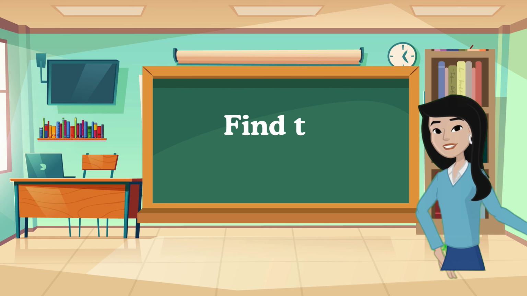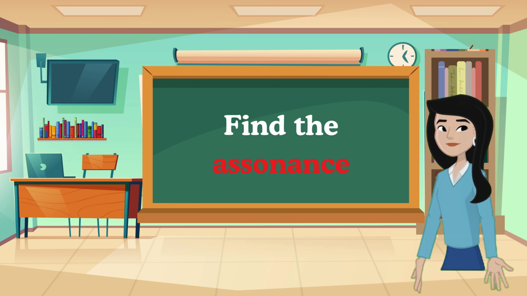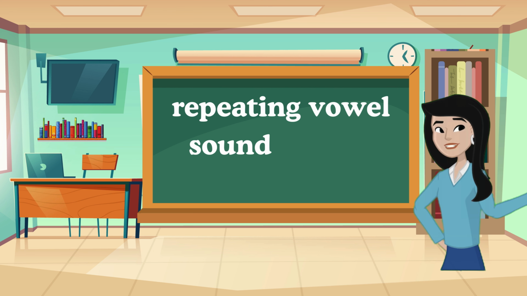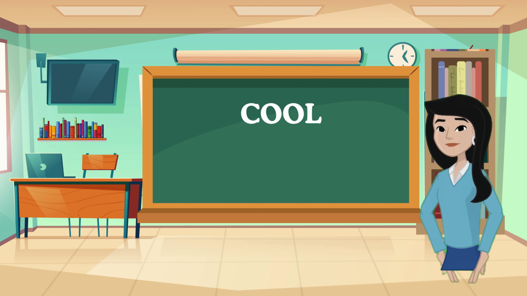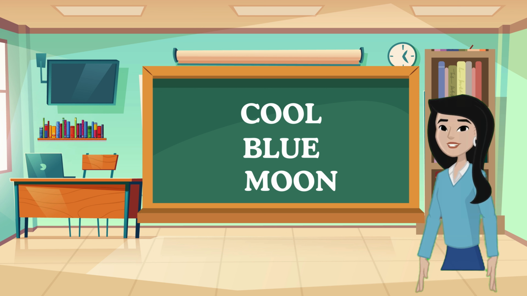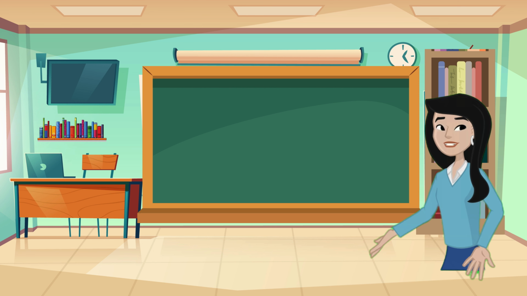Finally, let's find assonance. This is when vowel sounds are repeated. Listen carefully. Cool, blue, moon. Do you hear the repeating O sound? That's assonance.